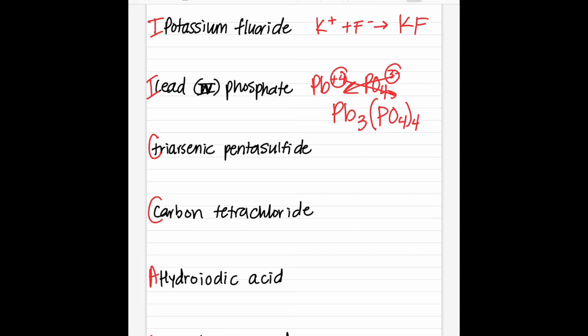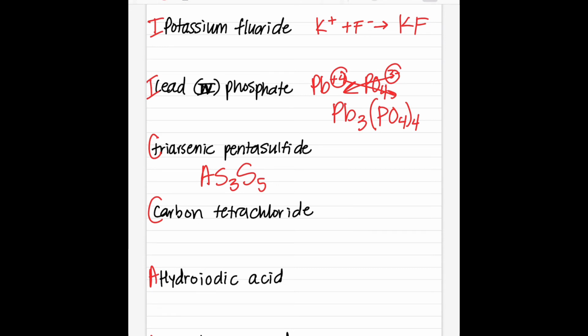Okay, remember that you needed parentheses because this was polyatomic and the charge going on it was greater than 1. That's why I need parentheses. All right, the next one, triarsenic. So that's going to be arsenic, As with a 3 after it. Sulfide is S. Penta is 5. That's it for triarsenic pentasulfide.